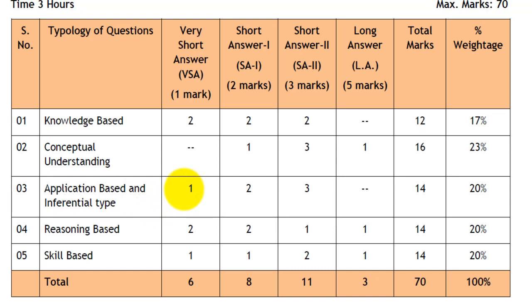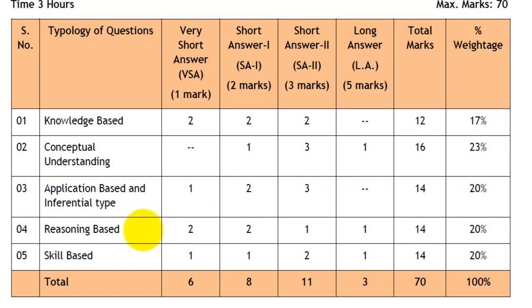There will be 1 very short answer question of 1 mark. There will be 2 short answer 1 type of questions of 2 marks each, and there will be 3 short answer 2 type of questions of 3 marks each, totaling to 14 marks.